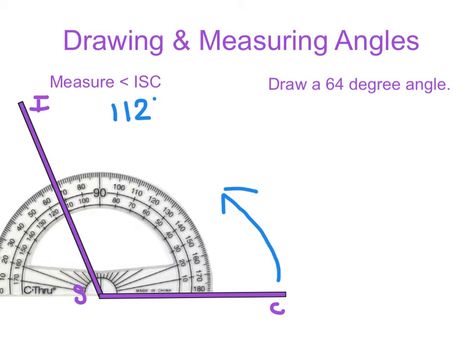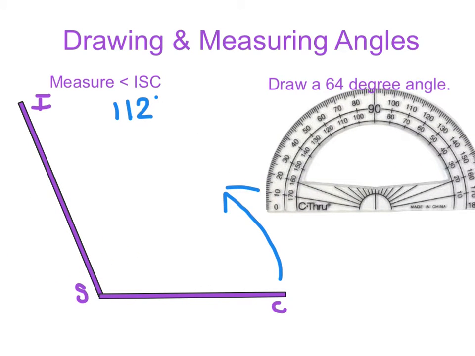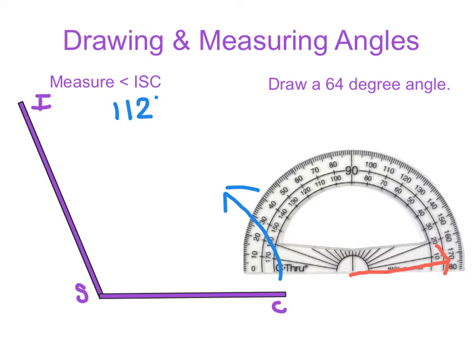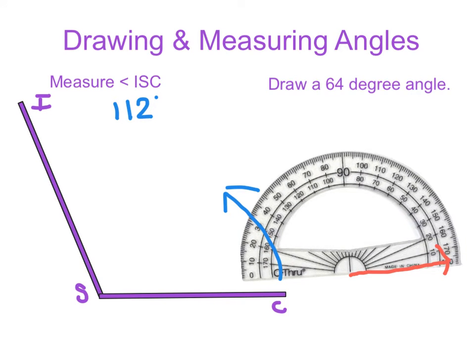Now the other part of this is to draw a 64-degree angle. In order to draw a 64-degree angle, I have to start with a ray, because all angles start with a ray. So I start with a line on the bottom, and then I take my protractor and I line that up as straight and as flat as I can, and sometimes I have to rotate it, and I want that lined up perpendicular.